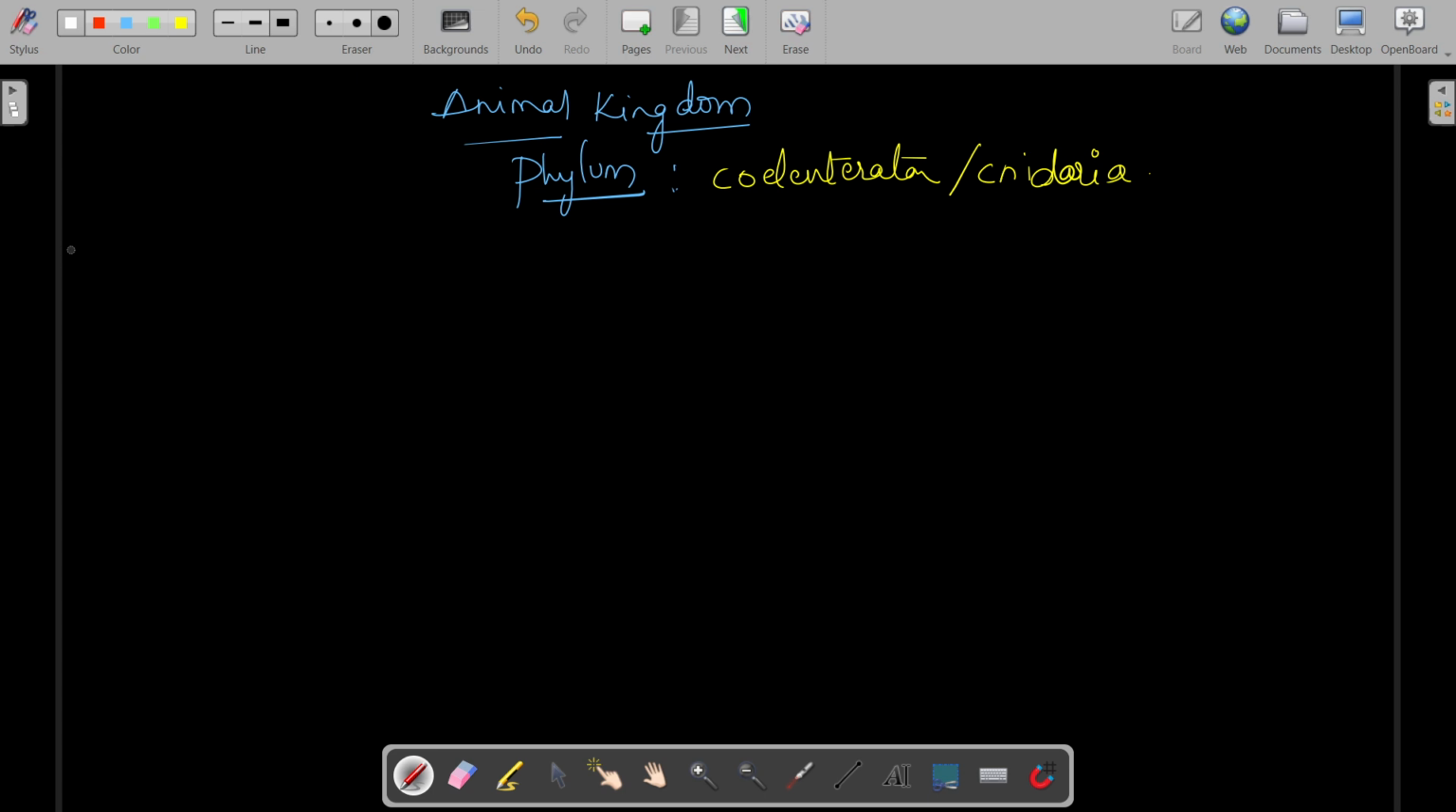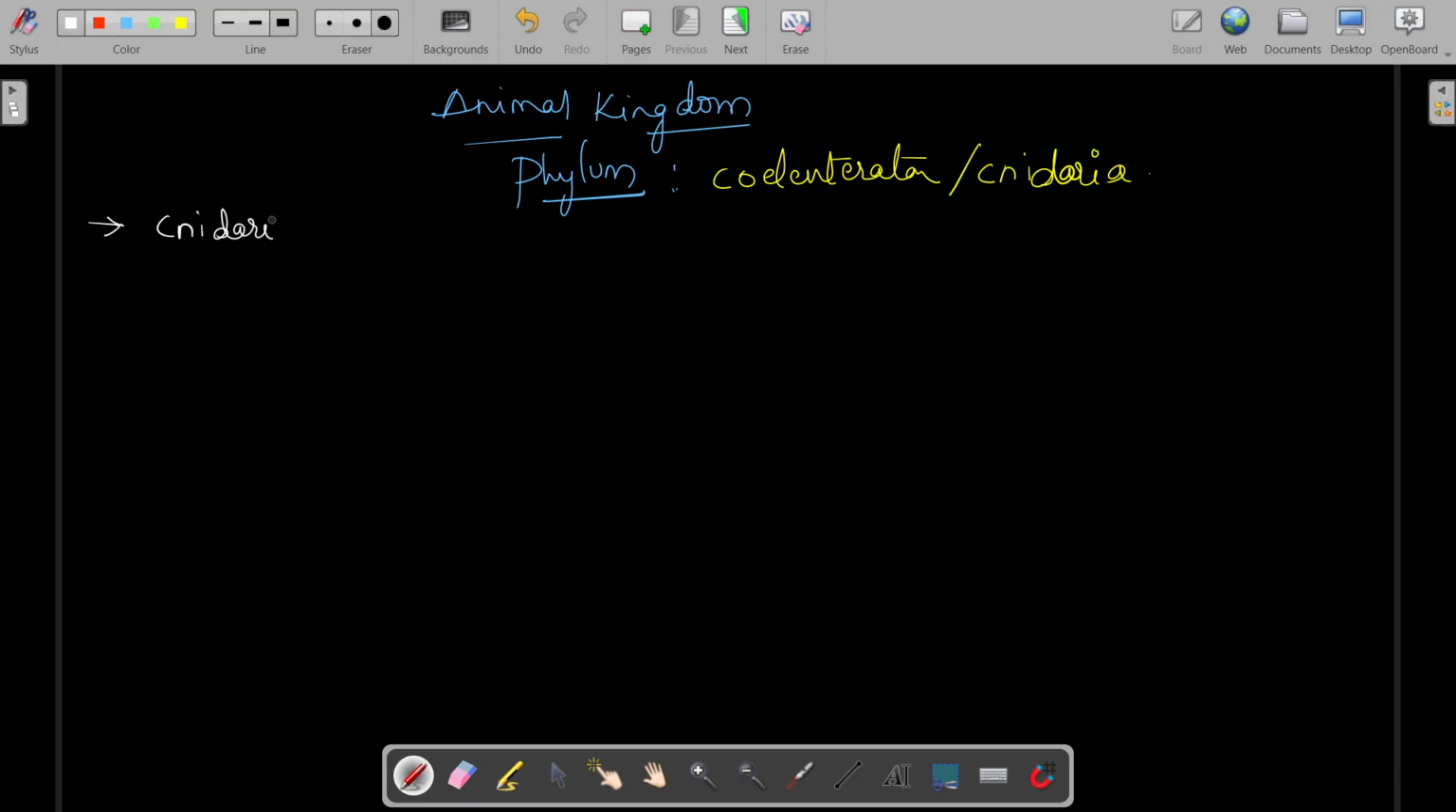Hello students. In the earlier class, we have completed the phylum Porifera. So in this class, we are going to learn about phylum Coelenterata or Cnidaria. This is the second phylum of kingdom Animalia. This phylum Coelenterata is also called Cnidarians.